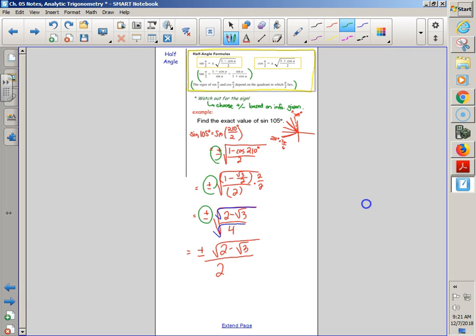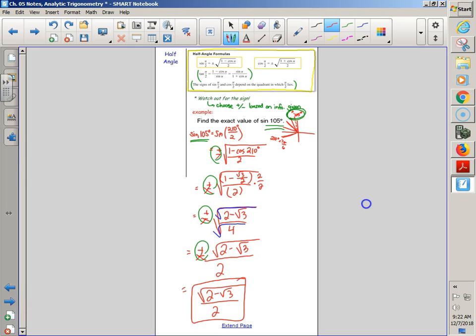When I wrote this, I was just following the formula. But don't I have a specific angle in mind with a specific location? And that specific location is in what quadrant? And what sign, S-I-G-N, positive or negative, must sine have in the second quadrant to be right? All students. My right answer is the positive square root of 2 minus root 3, over 2. The negative one was illegal for this problem.